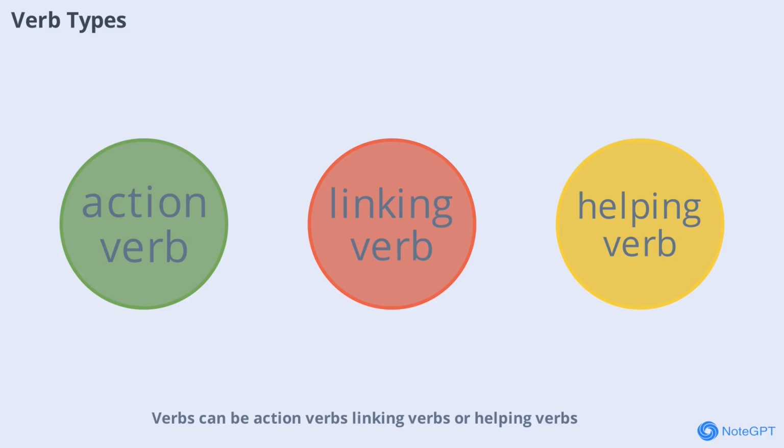Verbs can be action verbs, linking verbs, or helping verbs. Action verbs show what someone does, like run or write. Linking verbs connect the subject to more information, like is or seem. Helping verbs work with main verbs to show tense or possibility, like can or will. Knowing these types helps you use verbs correctly.